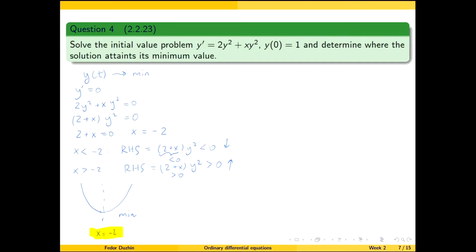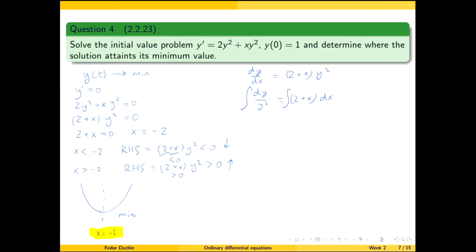Note that it is important that we were able to figure that out without explicitly solving the initial value problem. But we still have the objective to solve the initial value problem, so let us do that. To do that, we rewrite our differential equation using dy and dx: dy over dx equals 2 plus x times y squared. Now we move everything with x to the right and everything with y to the left. So dy over y squared equals 2 plus x times dx.